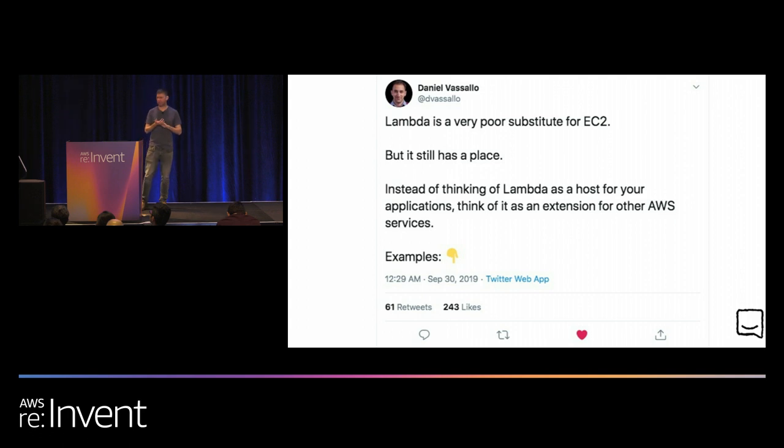Daniel Vassallo is another ex-AWS engineer, and he wrote this tweet around the same time I was writing this talk, which resonated with me, thinking about Lambdas as extensions of AWS services. So we think of our monolith as the core place where our main business logic is applied. But Lambda's pretty useful for gluing S3 together or changing simple bits of data and stuff like that.